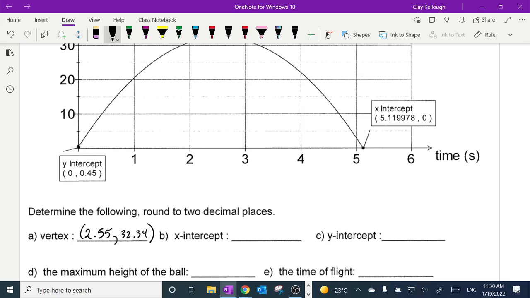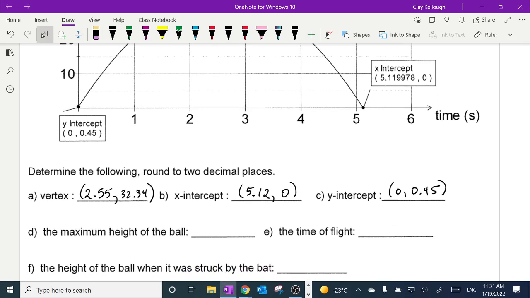Okay, what's the x-intercept? Well, it gave it to us. It's too bad it labeled them. 5.12, comma 0. What's the y-intercept? 0, comma 0.45. So there's the data from this graph. Isn't the way that you wrote the x-intercept and y-intercept wrong, because they look like x, comma? Well, I wrote them as coordinates, but you could just say my x-intercept is 5.12. My y-intercept is 0.45.